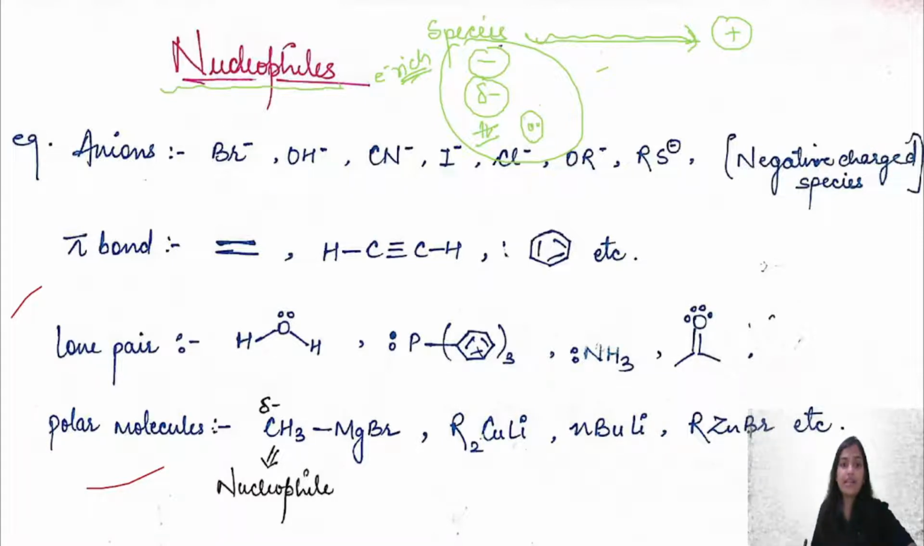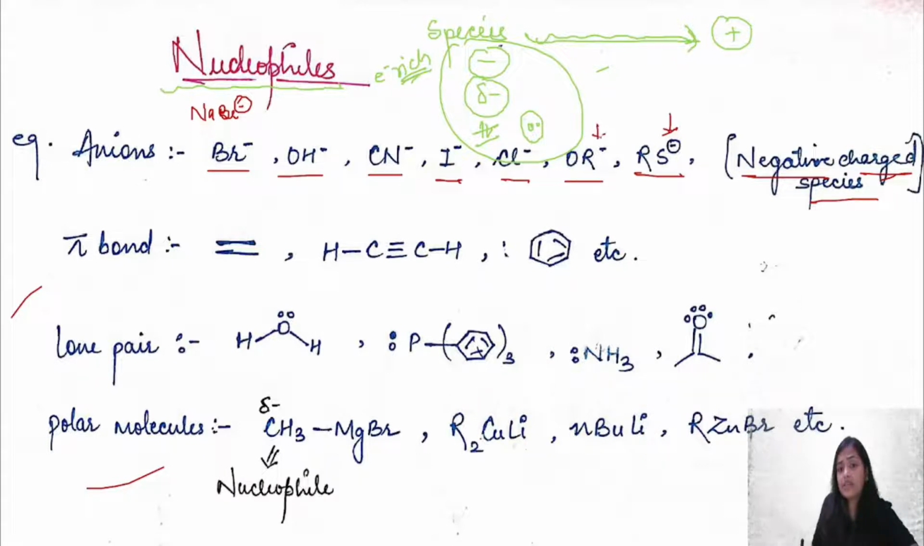In simple terms, like if you have examples like NaBr, I can say that here Br negative is an anion. Every anion, any species bearing a negative charge, is said to be nucleophilic. OH negative, CN negative, I negative, Cl negative, OR negative, RS negative, they all have a negative charge and are said to be nucleophilic in nature.